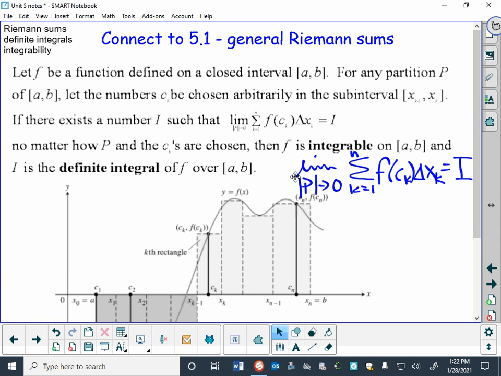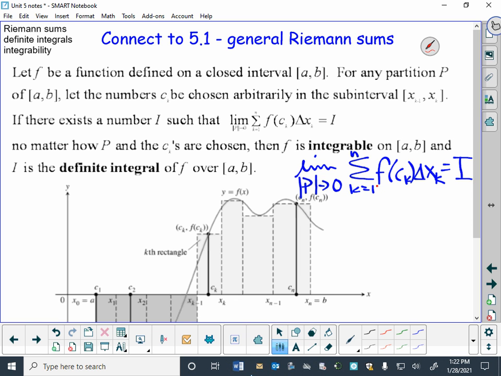So the limit has to exist. If the limit exists, it has a definite integral. If the limit does not exist, then we don't have the definite integral, and the function is not integrable, at least not on the interval from a to b. So let's take a look at what we've got here.